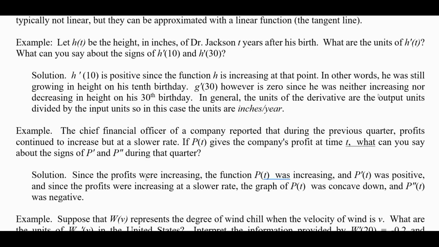So let h be the height in inches of Dr. Jackson t years after my birth. What are the units of h prime of t, and what can you say about the signs of h prime of 10 and h prime of 30? Well, h prime of 10 is positive since my height was increasing on my 10th birthday. That would be how fast, in inches per year, I was growing on my 10th birthday. But h prime of 30 is 0 because I was neither increasing nor decreasing in height on my 30th birthday. I'd already reached my grown-up height and was not shrinking any at that point.